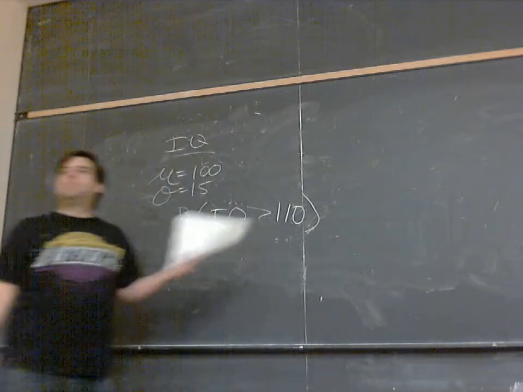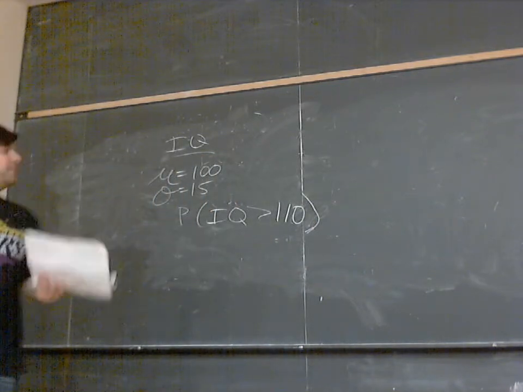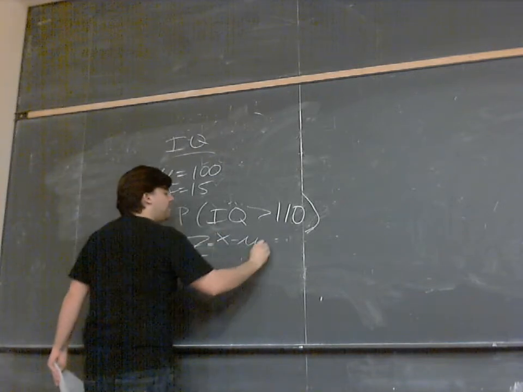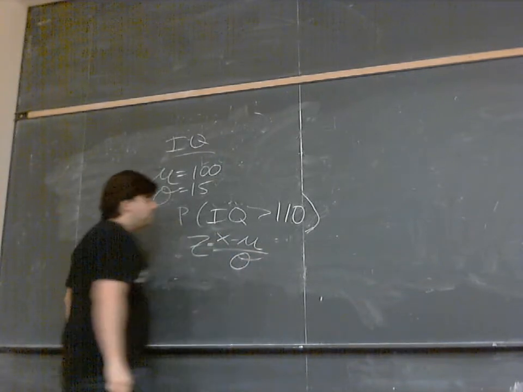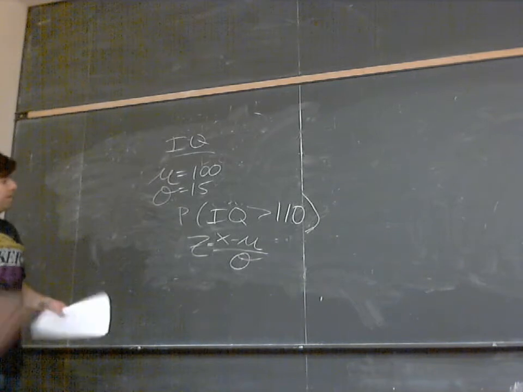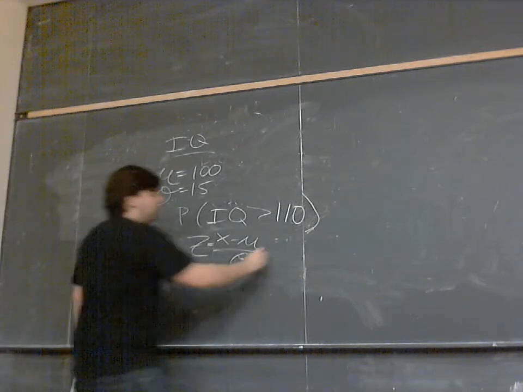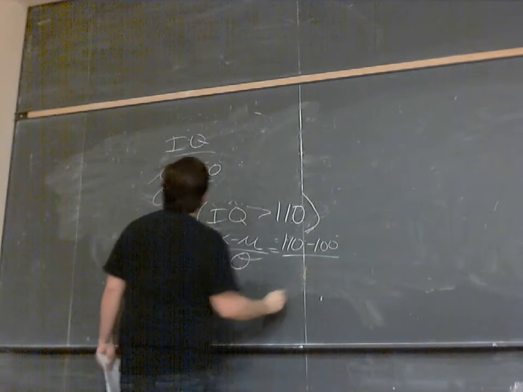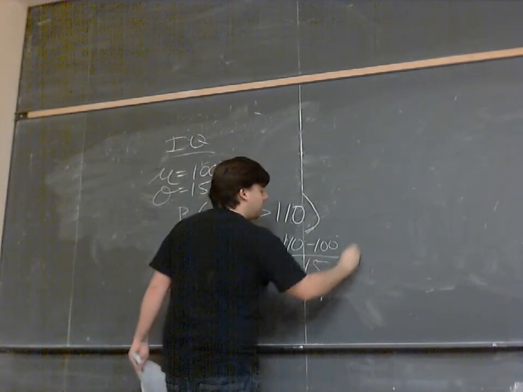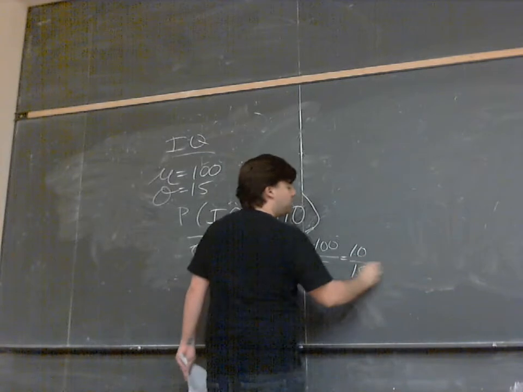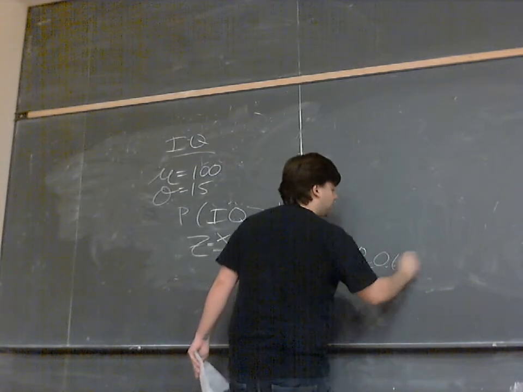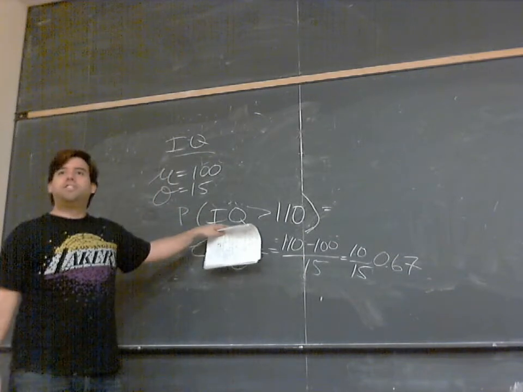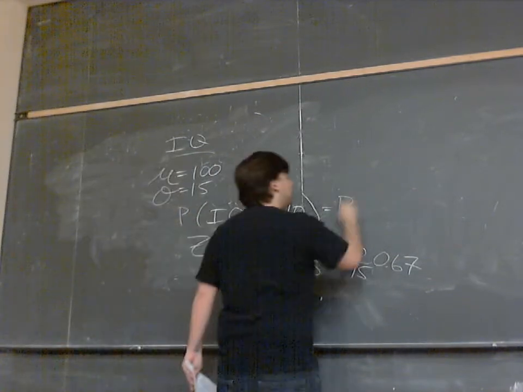So what's my first step here? Find the z-score. My z-score formula is the observed x minus the mean divided by the standard deviation. So for this value, I'd have 110 minus 100 divided by 15. 10 over 15 is 0.67. So I've converted this to the probability that z is greater than 0.67.